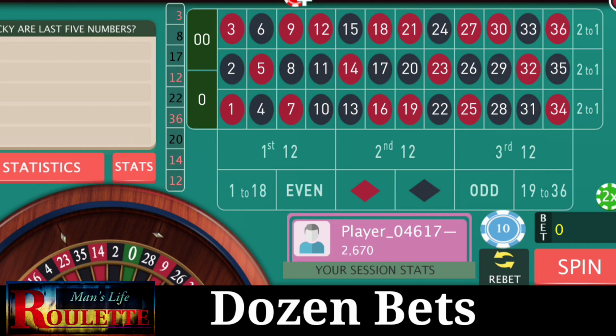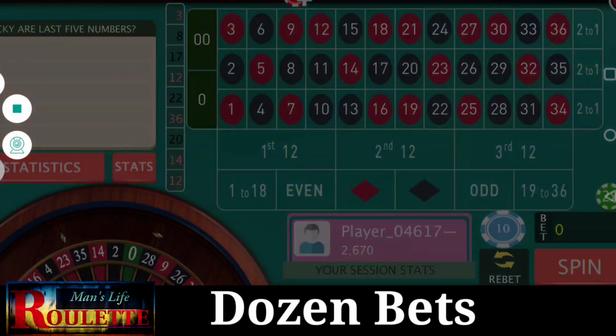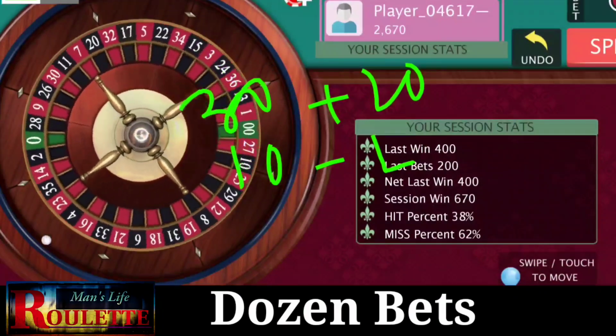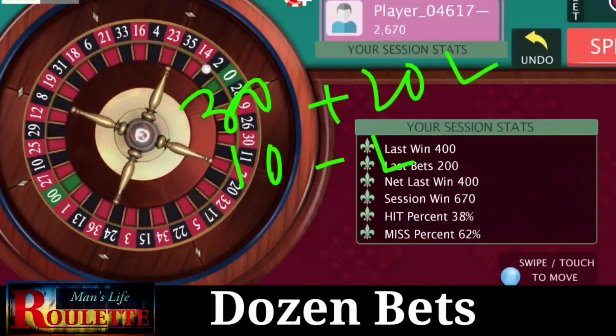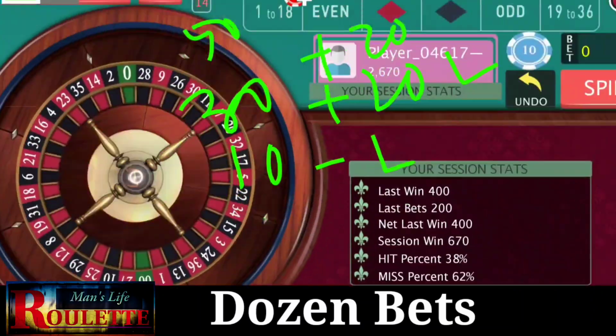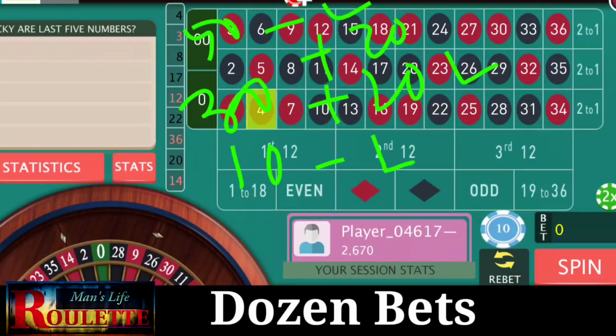Strategy is quite simple. If you are starting from $10 and if you lose this one, then your next spin should be $30. You have to increase by $20. If you lose this one also, then your next spin will again add $20. It will become $50. If you lose this one also, again add $20. Now it will become $70. In this way, you have to progress during your losing spins.